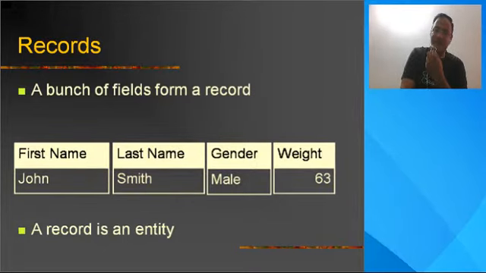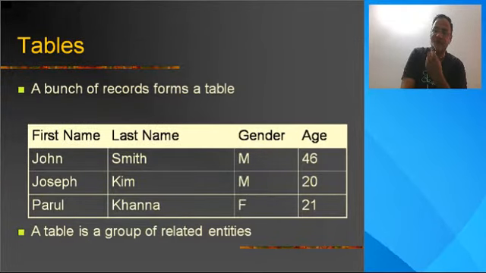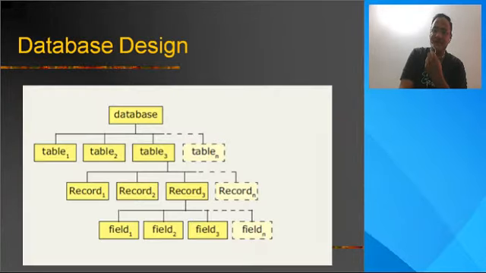For example, we have first name, last name, gender and weight. The collection of this first name, last name, gender and weight will become a record. A record is an entity. Now the table: a bunch of records form a table. For example, here are first name, last name, gender and age. John Smith M 46 is a record, and a group of records, for example John, Joshua, Parul, the collection of these rows will become a table. A table is a group of related entities, we can say.